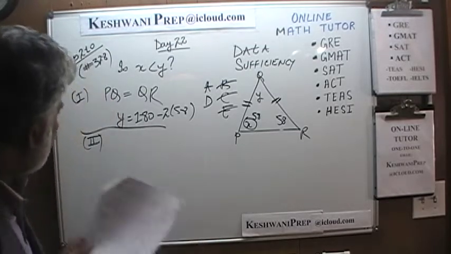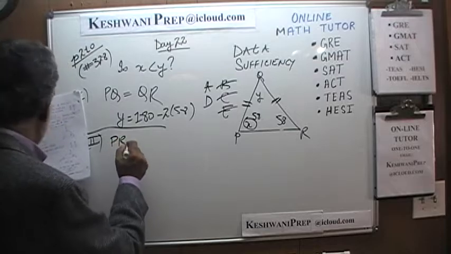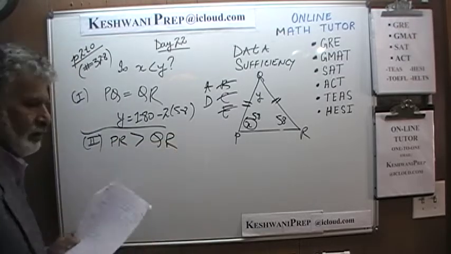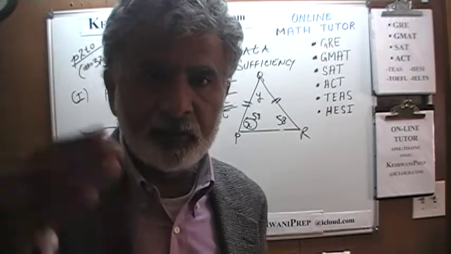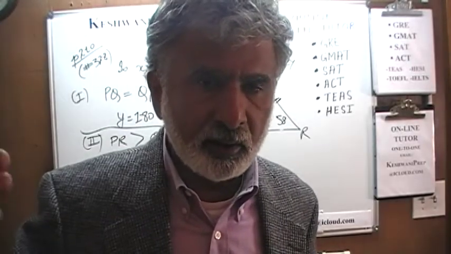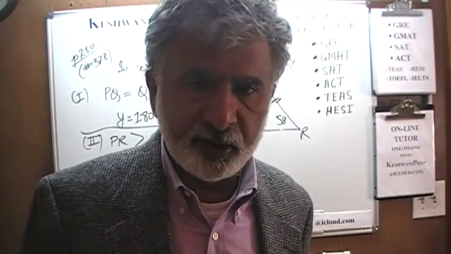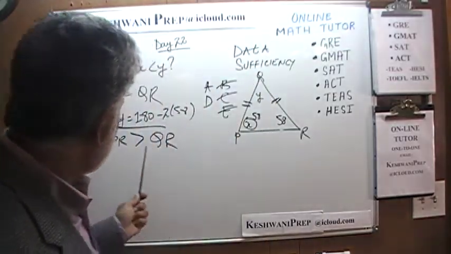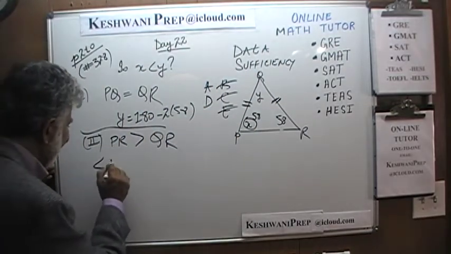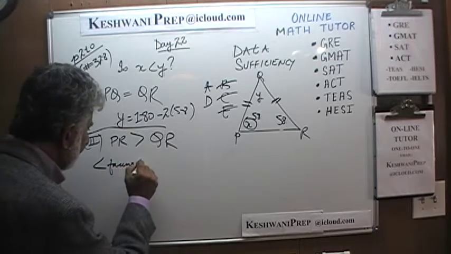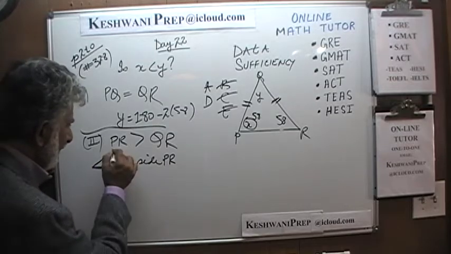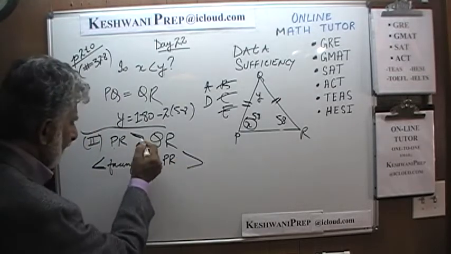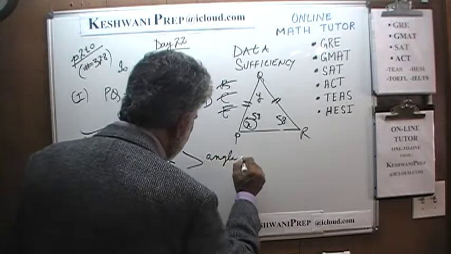Second statement tells us that PR is greater than QR. PR is greater than QR. What that means is that in any triangle, the opposite sides and angles are proportional. The largest side in the triangle faces the largest angle. The smallest side in the triangle faces the smallest angle. So what this tells us is that the angle facing side PR is going to be greater, because PR is greater than QR, than the angle facing side QR.